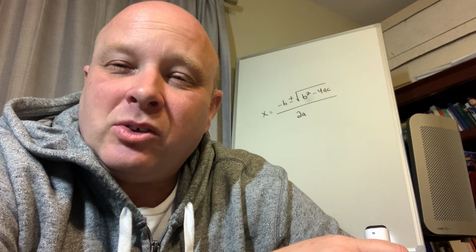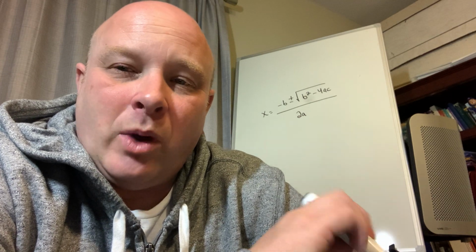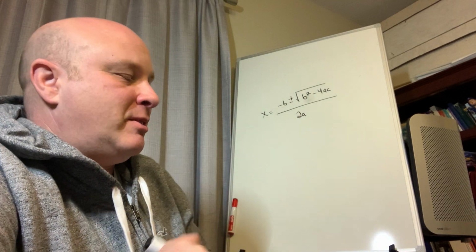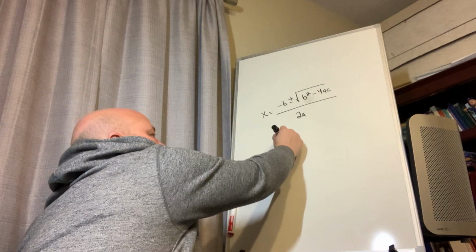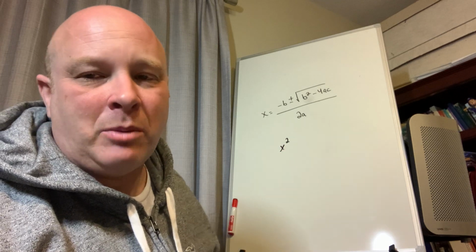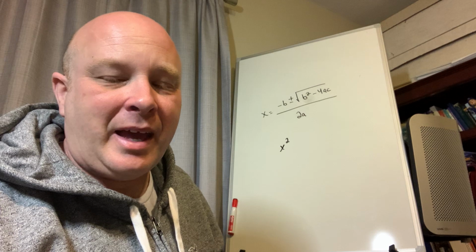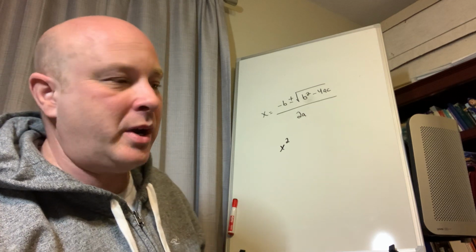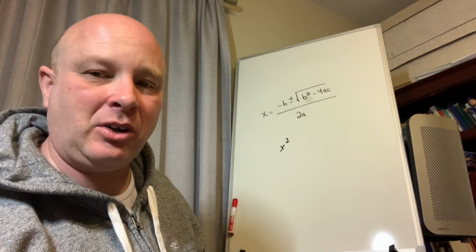Okay? Now, let's talk about what a quadratic equation is. First of all, a quadratic equation is an equation that has an x squared in it. See that little square? That's what makes it quadratic. Okay? It usually has more than just an x squared. It's probably got an x, and it's probably got other things hanging out there as well.